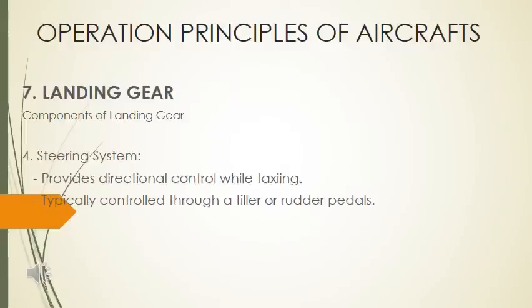Next, the steering system. The number four component is the steering system. This provides directional control while taxiing. Taxiing simply refers to ground maneuvers. So an aircraft in the depot that we want to tow to another place, we have the steering system there. It's typically controlled through a tiller or rudder pedals. That's it for the steering system of the landing gear.